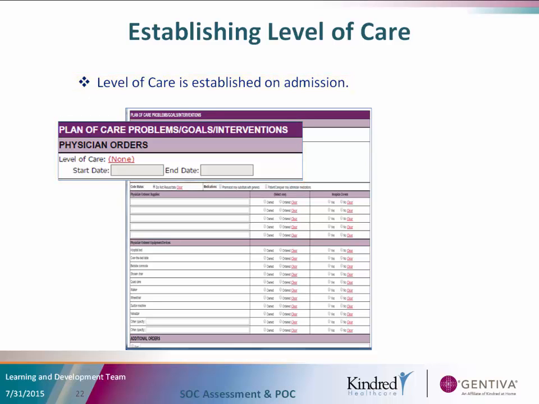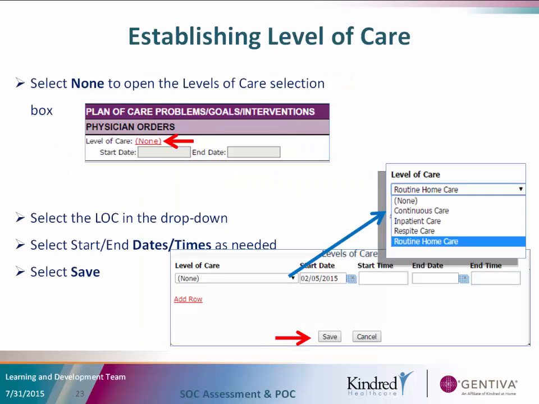The page begins with the entry of the admission level of care. The patient level of care is established on the Nursing Comprehensive Admission Assessment. It is important to select the level of care. This will begin to flow to the level of care throughout the subsequent documents, such as the Interdisciplinary Plan of Care Review and Update Form.